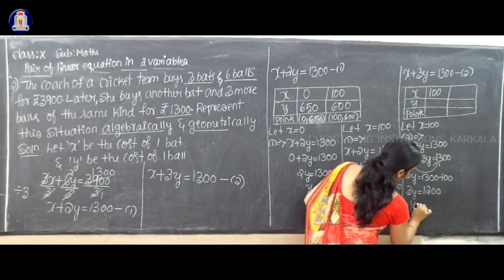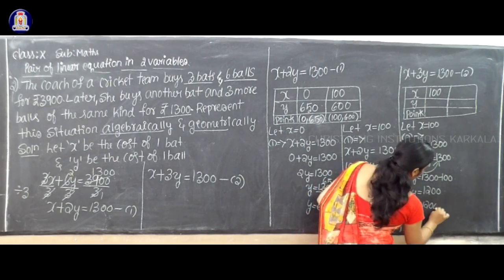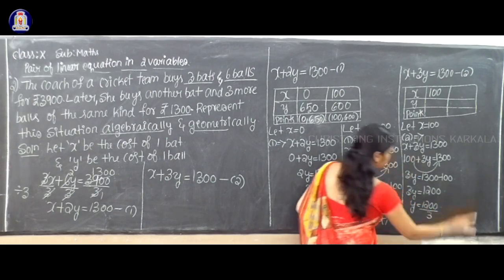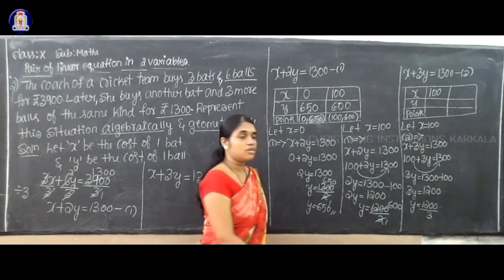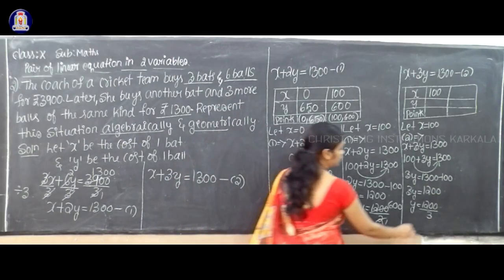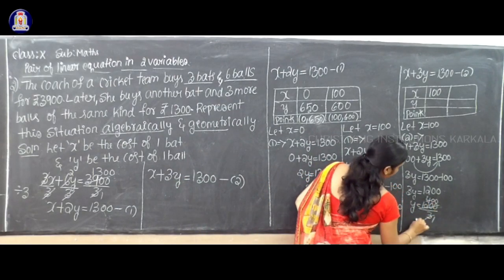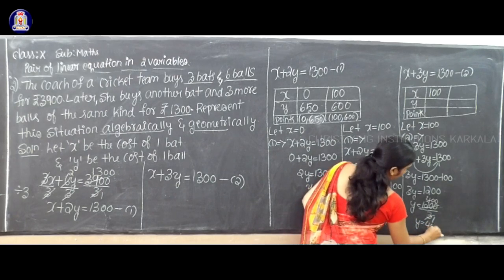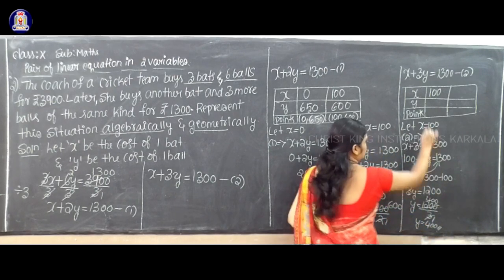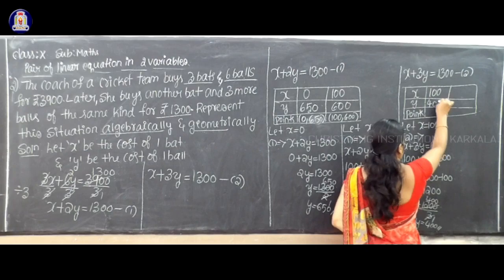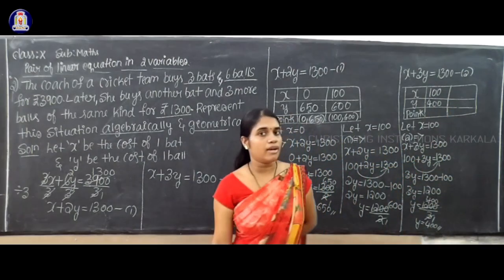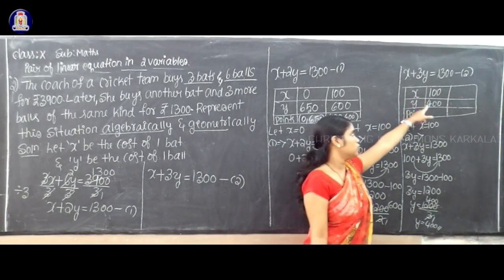1200. So y is equal to 1200 by 3. Okay, 3 how much? 3 ones are 3, 3 fours are 12, so we will get y is equal to 400, isn't it? So therefore, if x is equal to 100, then the value of y is 400.